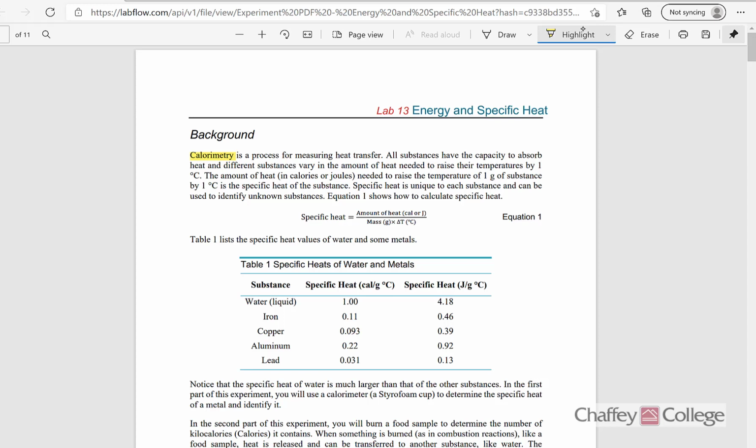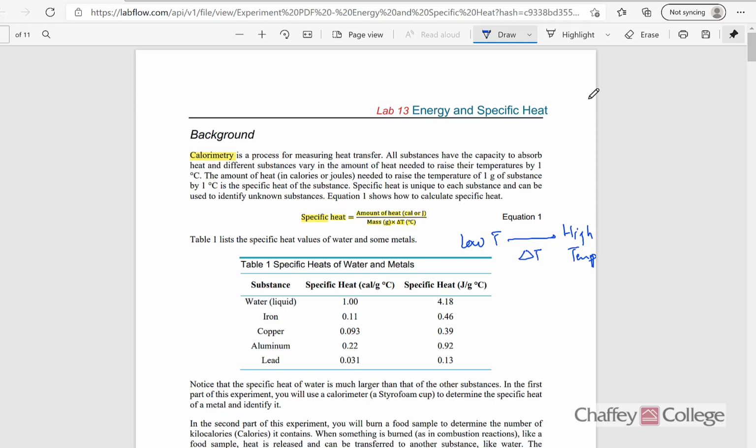The formula to calculate specific heat is the amount of heat absorbed divided by the mass of the object multiplied by delta T. What is delta T? Delta T is the change in temperature. Before absorbing heat, the object will be at a low temperature. After it absorbs the heat, the object will be at a higher temperature. This difference in temperature is delta T.